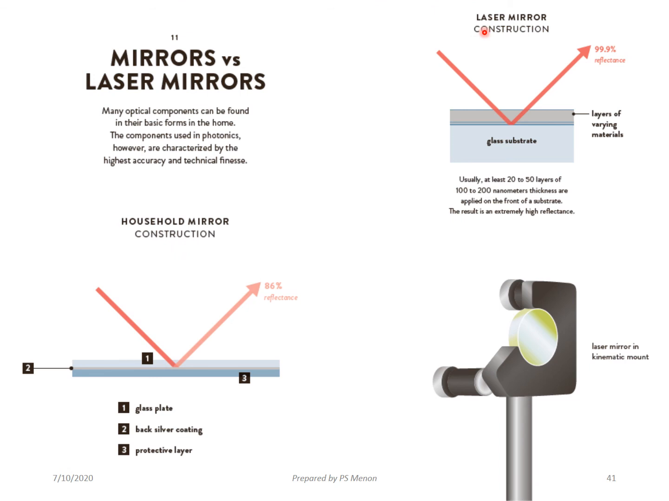In a laser mirror, however, we have layers of varying materials. These materials have different refractive indices, and sometimes we can have from 20 to 50 layers, and each layer is about 100 to 200 nanometers thick. They are applied on the front of the substrate, and what we get is a very high reflectance, 99.9%, versus a normal household mirror where you'll only get 86% reflectance. Laser mirrors are used in a kinematic mount to get a very high reflectance.